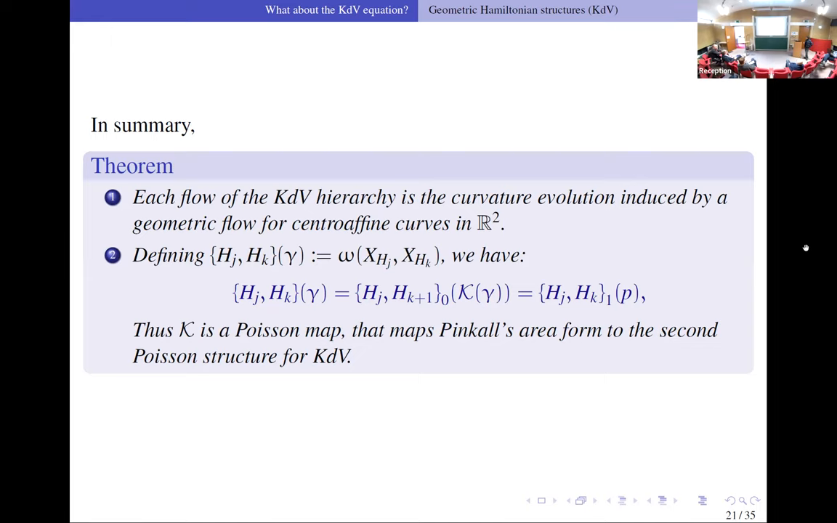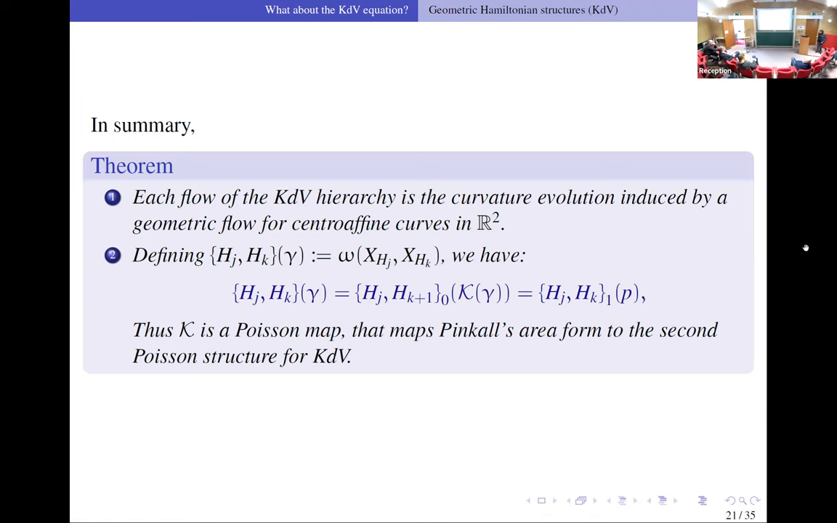Let me skip this and just give you the gist of this discussion. So what we are saying here is that every flow in the KdV hierarchy is the curvature evolution that is induced by a geometric flow. So the entire geometric hierarchy, you can think, is a geometric realization of the KdV hierarchy in the context of centroaffine geometry, which, by the way, is totally equivalent to projective geometry. Moreover, let's call it the Miura map, the map that takes gamma to the centroaffine curvature is a Poisson map. And it simply sends the Pinkall area form, which is so much simpler, into the second Poisson structure of KdV, which is so much more complicated in some sense. So we have again this simplification at the level of the geometry.